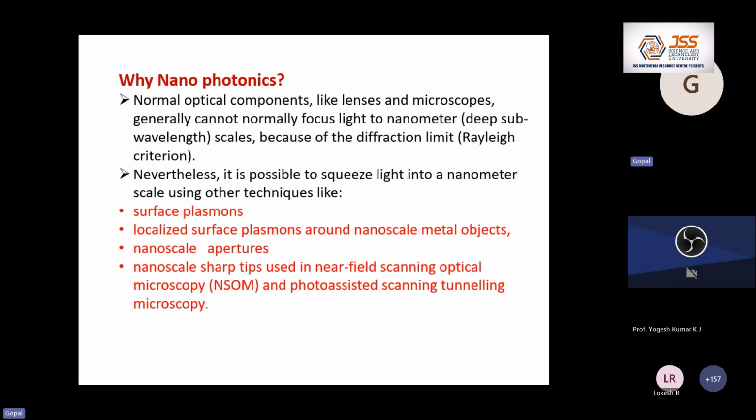Nevertheless, it is possible to squeeze light into the nanometer scale using other techniques like surface plasmons. Localized surface plasmons, nanoscale strip tips. So this was another NSOM, near field scanning optical microscopy. This works under the principle of plasmonics.